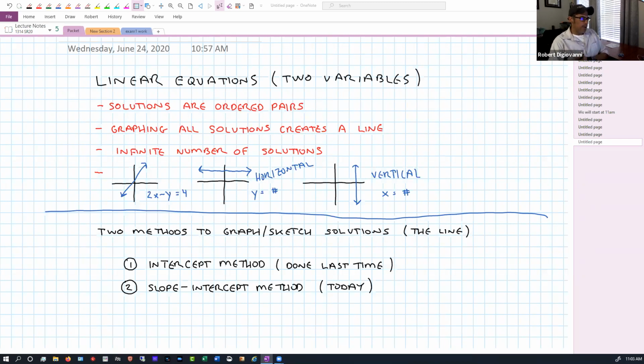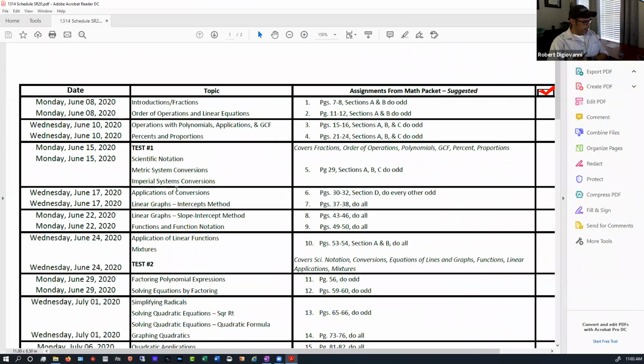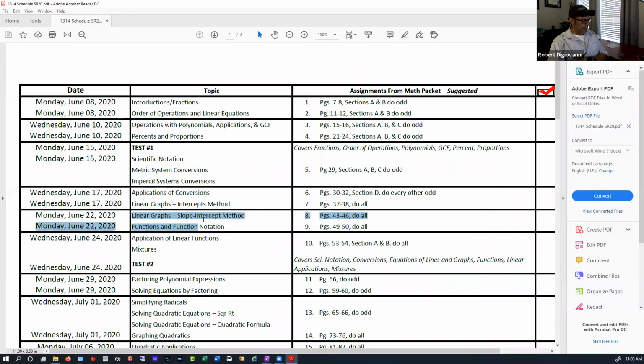Okay, so just as a reminder, we are going to be covering today linear graphs with the slope-intercept method. We're going to do functions and functional notation, applications of linear functions, and maybe get to mixtures.